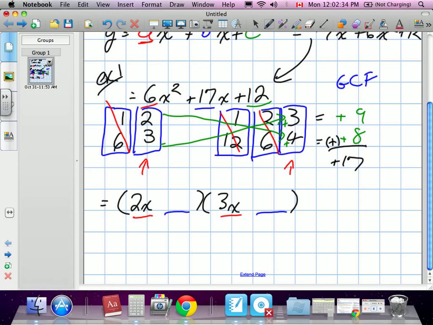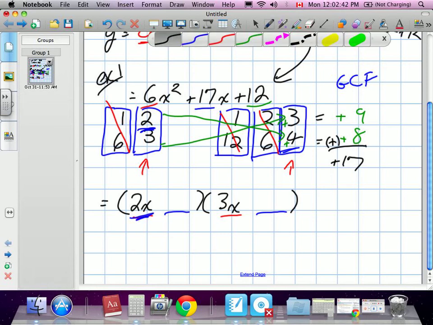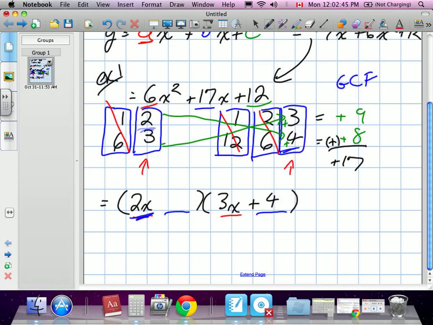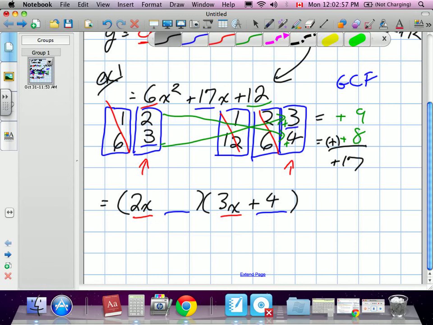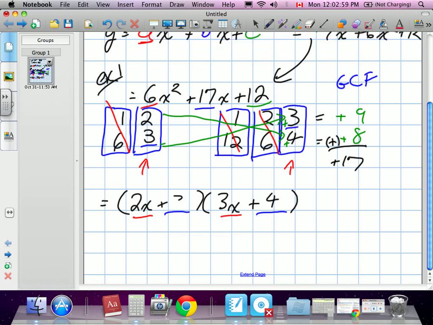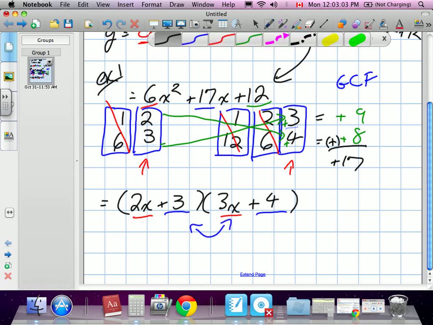Now my second terms, this is where it gets a little tricky. I multiplied 2 times positive 4. So that means 2x and positive 4 have to go in opposite brackets. Okay? It's very important they're in opposite brackets, otherwise we've actually factored this incorrectly. I also multiplied 3 times positive 3. So that means my 3x and my plus 3 have to go in opposite brackets.